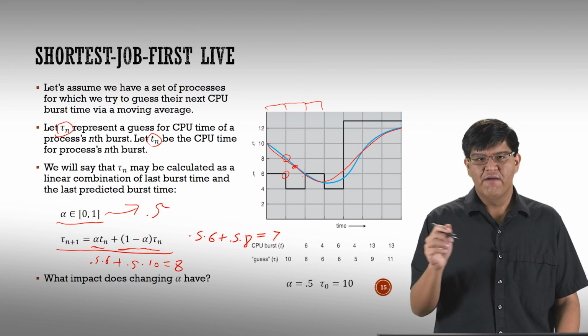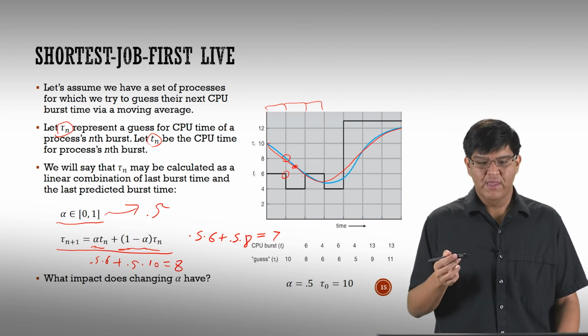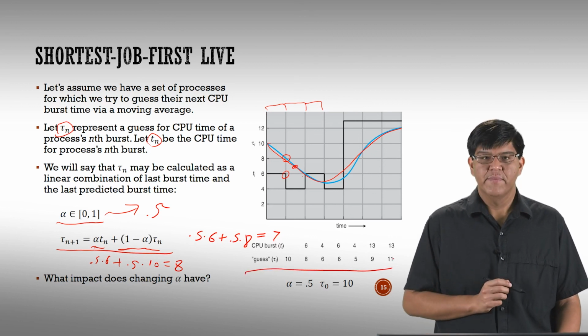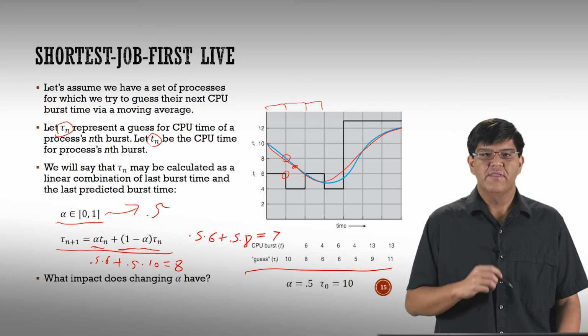So yeah, it's like a moving average, a moving average to predict how much time it will take. If you want, there are some individual values here. You can work these out by hand. So yeah, that's shortest job first. Now the live component.